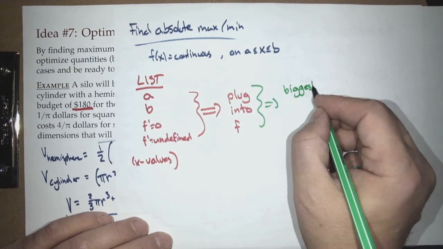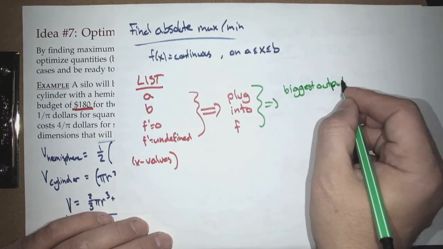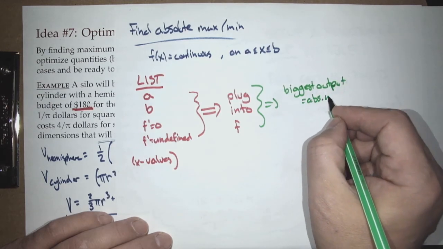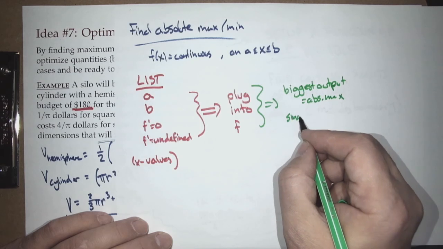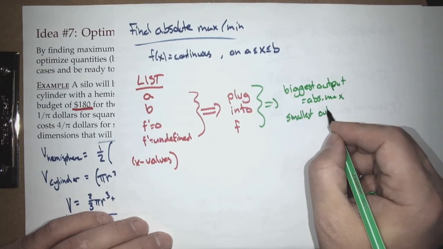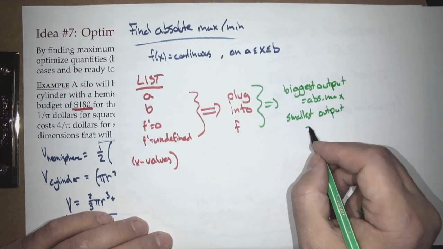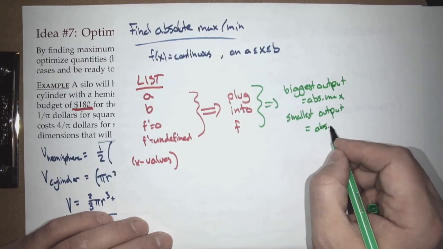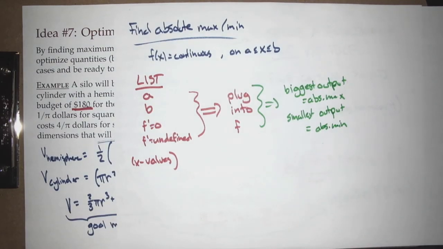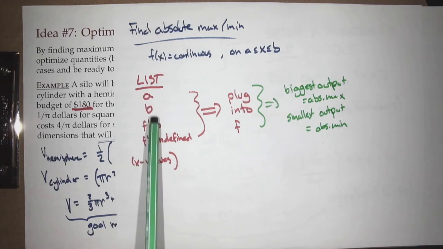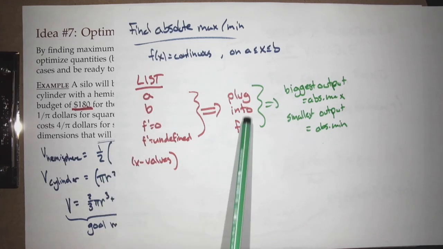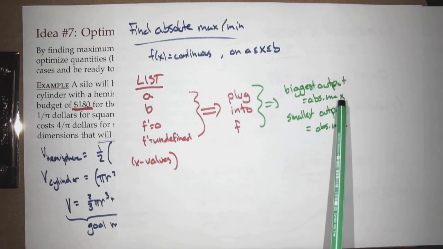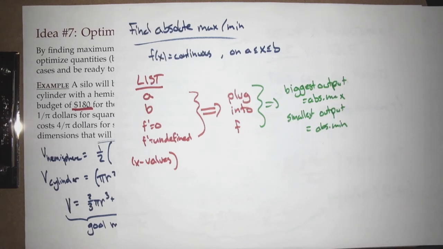So the biggest output you get, what is that? That's your absolute max. Smallest output? Absolute min. So if you do have a problem that says, hey, find the absolute max or find the absolute min, you're like, okay, I'm going to go make a list. Going to check the endpoints, check to see where the derivative is 0 or undefined, plug all of them back into f, and whichever one's the largest, that's the max. Whichever one's the smallest, that's the min.